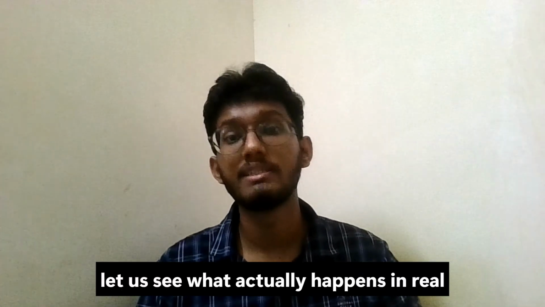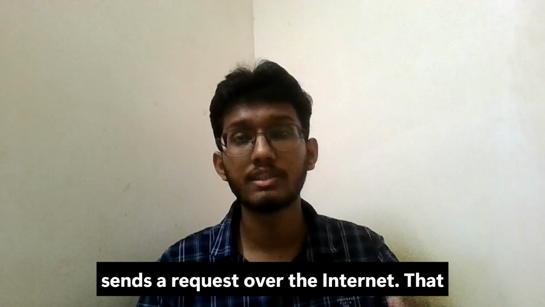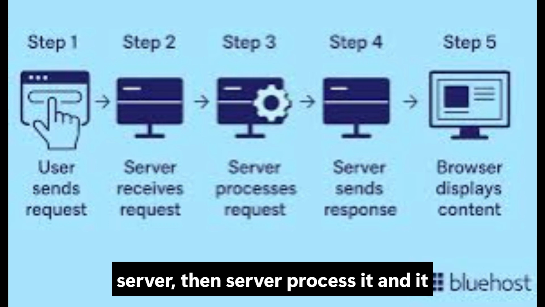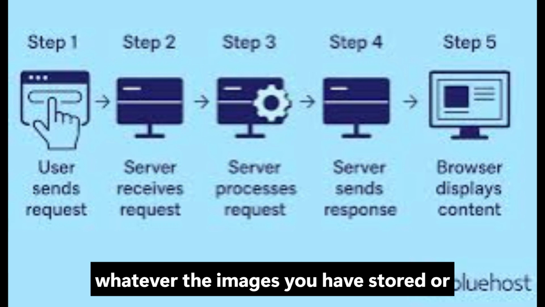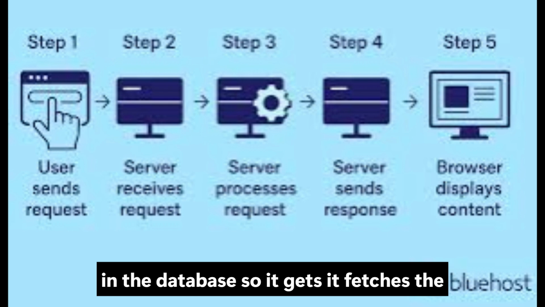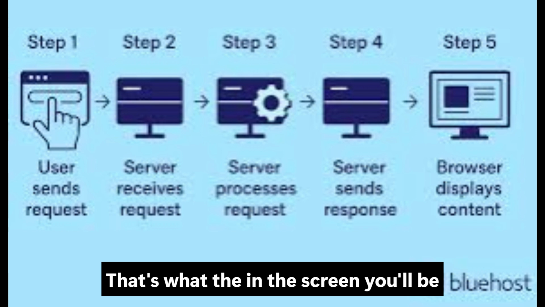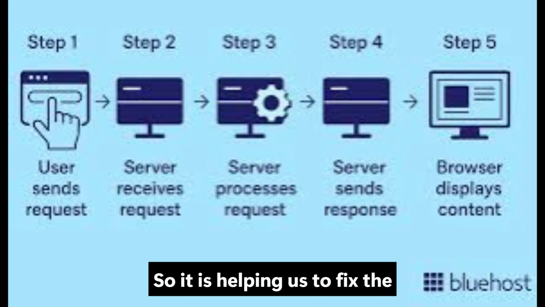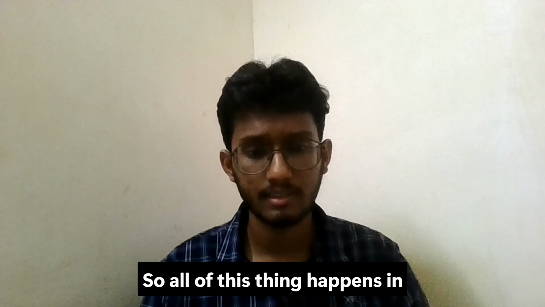Now let us see what actually happens in real life. When you open Instagram, your app sends a request over the internet. That request travels and reaches the respective server. Then the server processes it and fetches the data from the database, like the images you have stored or the information about you. It fetches that information and sends it back to the user. That's what you see on the screen, all the images as well as the UI. All of this happens in milliseconds.